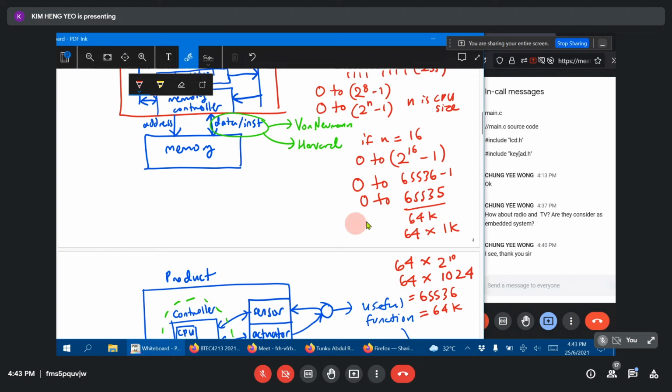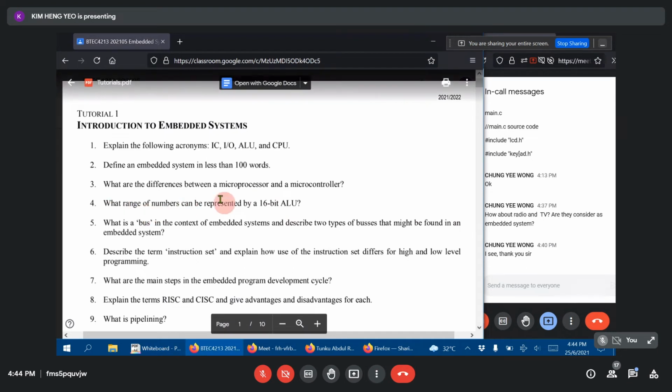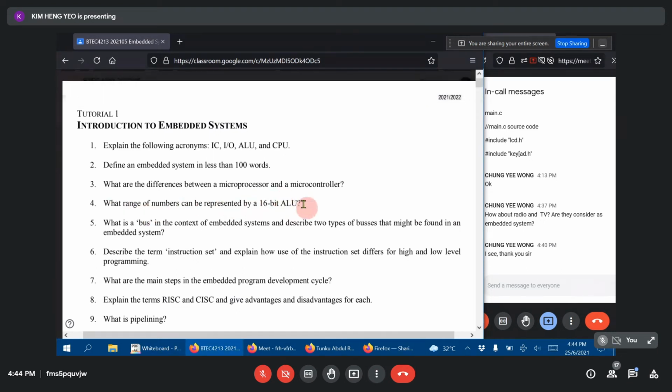Coming back to this question: what is the range of numbers that can be represented by a 16-bit ALU? 0 to 65535, because you include 0.